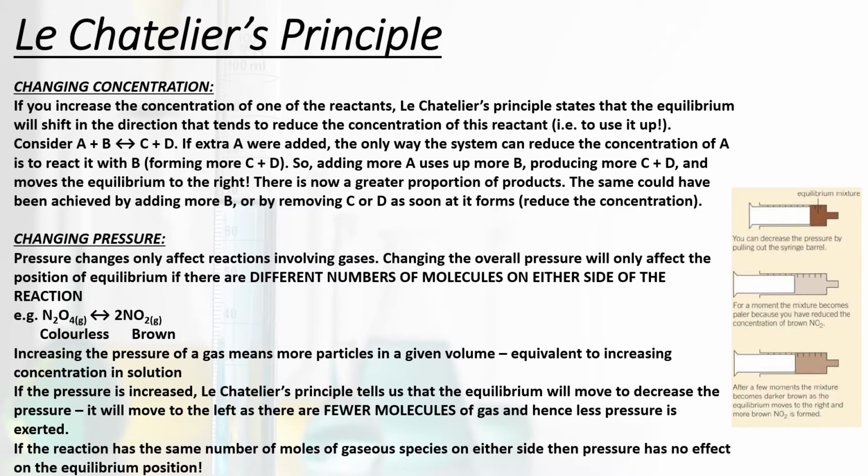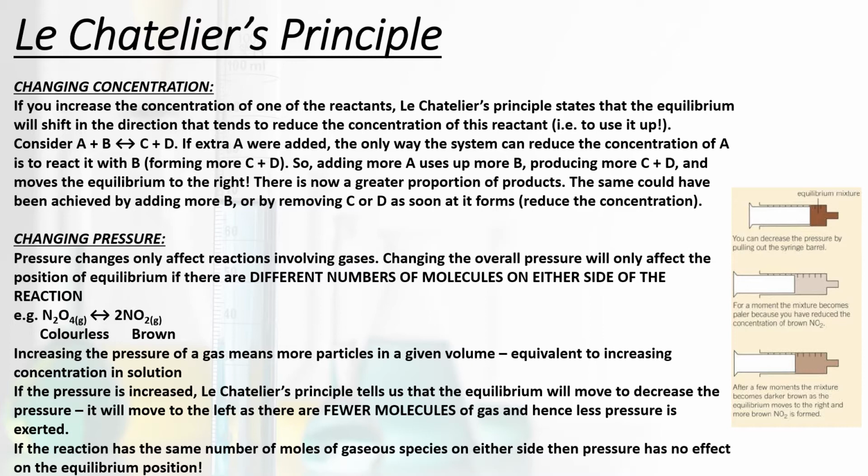if extra A was added, the only way the system can reduce the concentration of A is to react it with B, forming more C and D. If I add more A in, the only way I can get rid of it is to react it with the other reactant to make more products. So adding more A uses up more of B, and it produces more of C and D. And because we've produced more products, we say that the equilibrium has moved to the right or in the forward direction. So there's now a greater proportion of products.